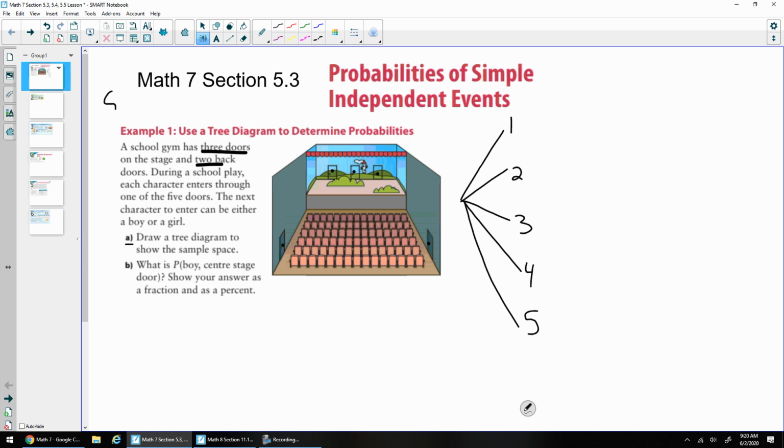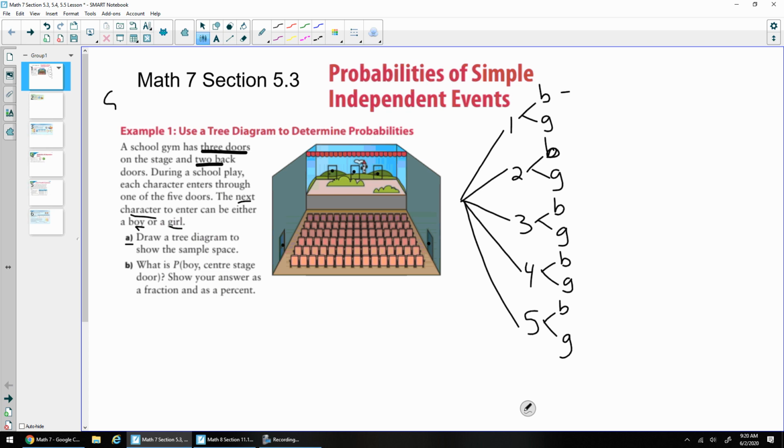Now, whatever one they come through, it doesn't matter which one, which makes these independent events because one doesn't affect the other. No matter which one they come through, the next character to enter can either be a boy or a girl. So if they come in through the first door, the next character could be a boy or a girl. They come into the second one, could be a boy or a girl. Might as well keep it in the same order, it doesn't really matter though. Same for the third, fourth, and fifth doors. Okay?